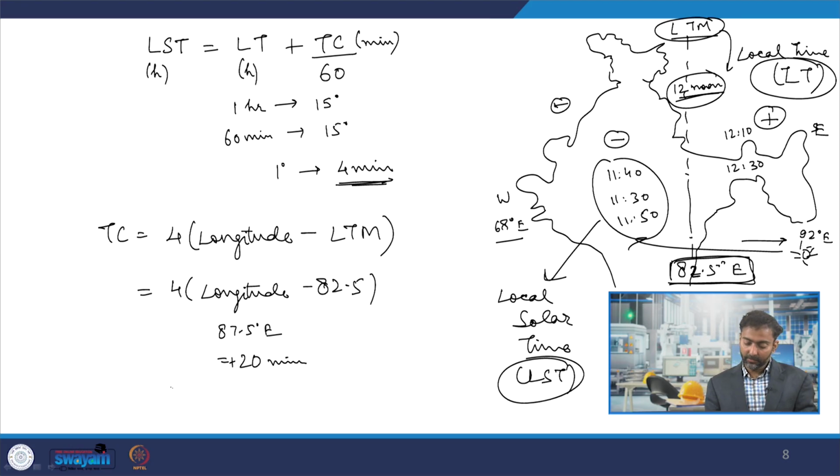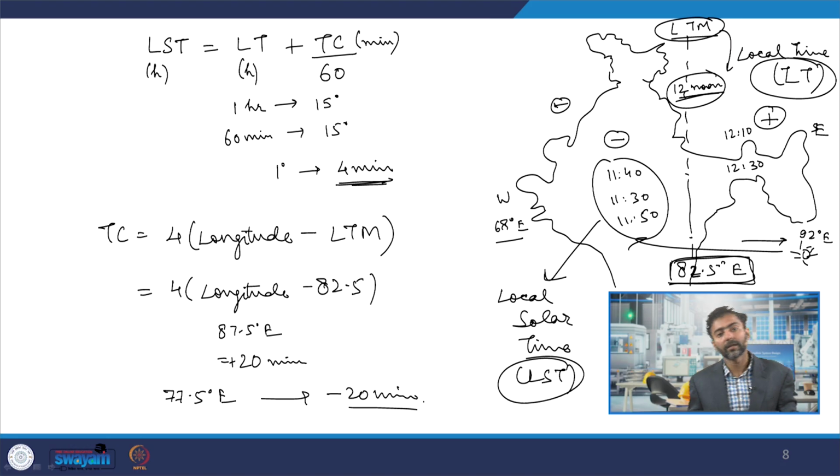And in the same way, suppose someone is located at 77.5 degrees east longitude in India. For them this is again 5 degrees, but negative, so the time correction would be minus 20 minutes. That means when their clock is showing 12 noon, their actual solar time is only 11:40 am. So that is how we convert the clock time, or the local time, into the local solar time. And once we have the local solar time, then we can calculate the hour angle.